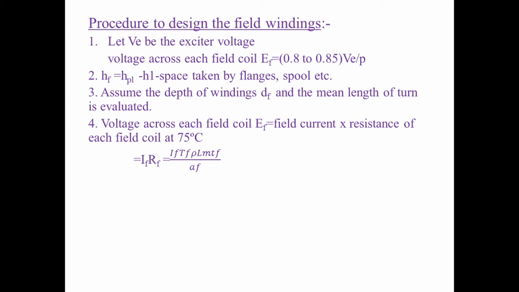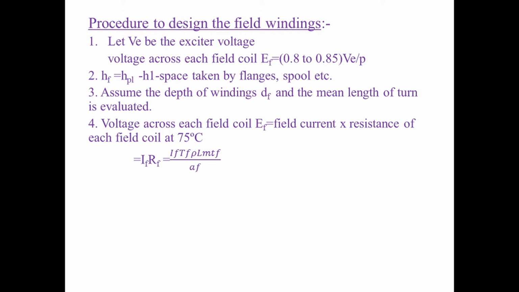Next, the second step is HF, that is the height of the field winding. Height of the field winding is equal to HPL. What is HPL? HPL is the height of the pole, and H1 is the height of the pole shoe, minus the small amount of space taken by flanges and spools.